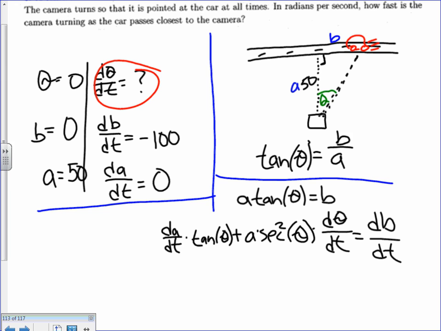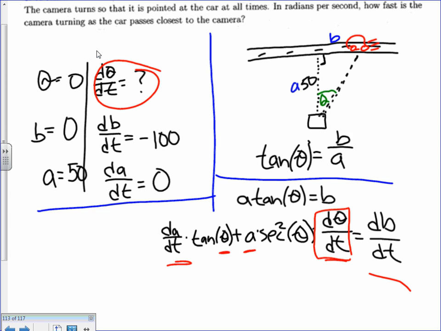All right, so let's see how many variables I've got. I've got dA dt, theta, A, d theta dt and dB dt. 5 different variables there. And I want d theta dt to stick around in the problem because that's what I'm trying to solve for. So do I have values to plug in for the rest of them?